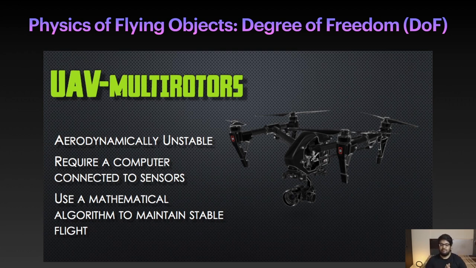And that is what we will be learning in this course, in future chapters: how the mathematics algorithms, the digital signal processing, and the control systems work together to make these UAV multirotors fly. And that is why without sensors, without an onboard computer, you cannot fly a drone. And if there are some people who are thinking they can control the drone with their remote without any computer or sensor, please don't try that at home, because that's not how a multirotor is supposed to fly.